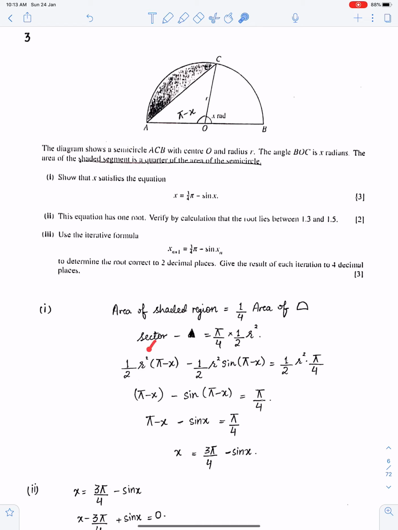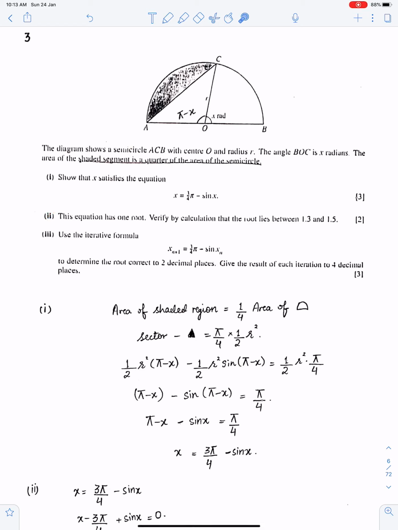Area of sector, as you know, is half r square times pi minus x. This angle is pi minus x. And the area of triangle is half r square sine of pi minus x. So by cancelling half r square on both sides, we have pi minus x minus sine of pi minus x equals pi by 4. Sine of pi minus x is sine x because it is in the second quadrant. In the second quadrant, sine is positive, so it will become sine x. Hence, this is the required answer.